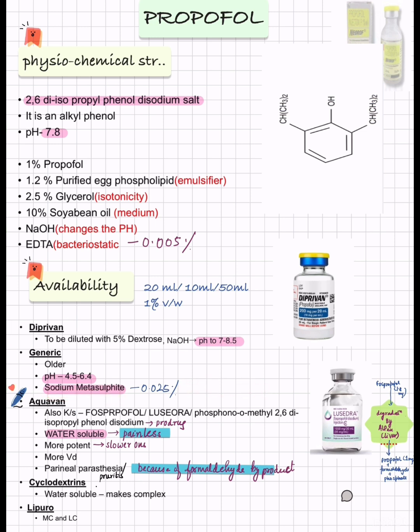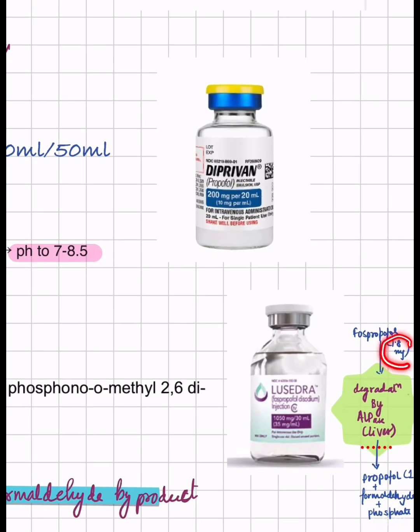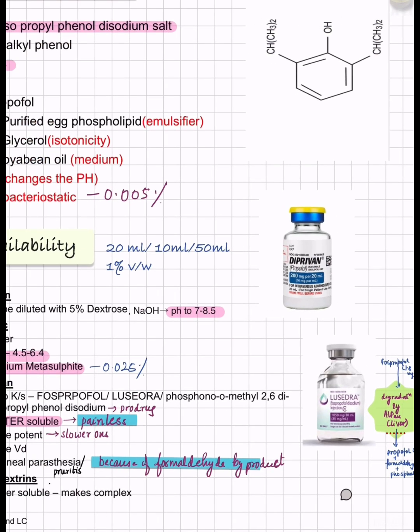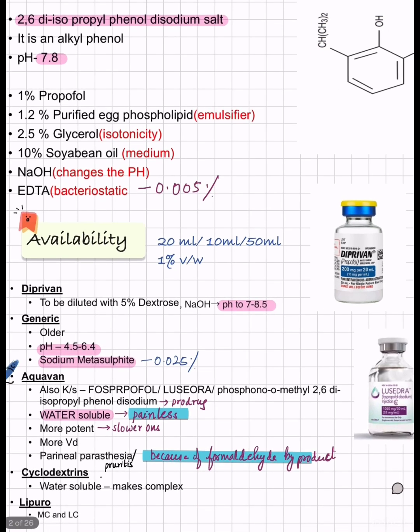Coming to very important formulation, that is Aquavan, which is also known as fospropofol, or phospho-O-methyl 2,6-diisopropylphenol, which is a prodrug. What does it do? The fospropofol is degraded by liver and is converted to propofol plus formaldehyde and phosphate as byproduct. What does formaldehyde do? It causes perineal paresthesia or pruritus.